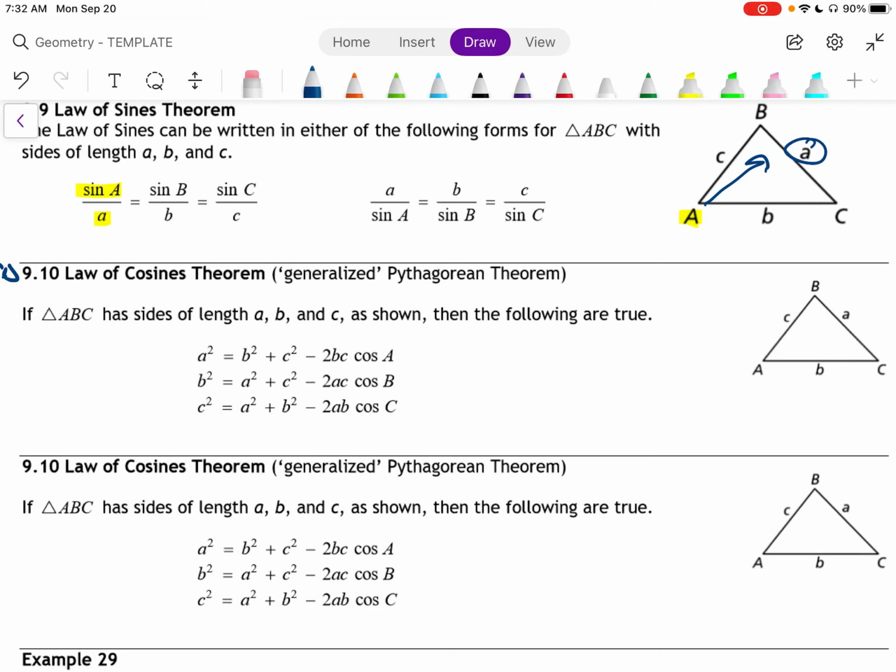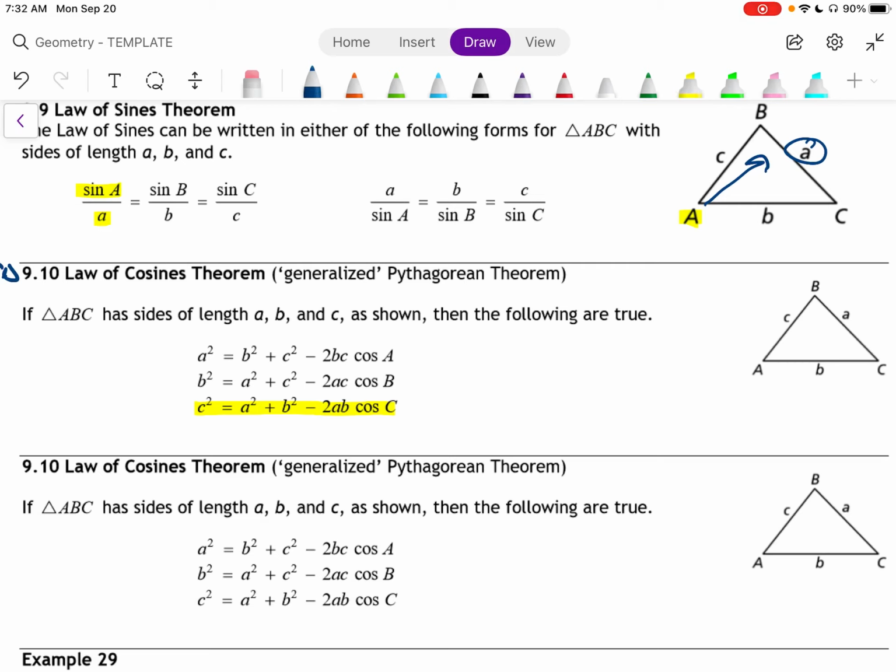The law of cosines, I've always thought of that as the generalized Pythagorean theorem. Look at the bottom piece here. We start off with c squared equals a squared plus b squared. And that would be true for any right triangle, but we want it for just any triangle ever. So c squared equals a squared plus b squared minus 2ab cosine C.